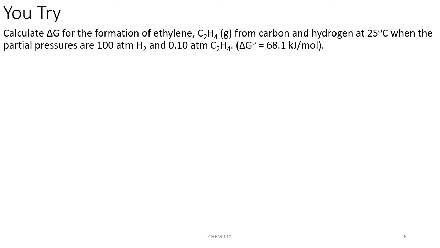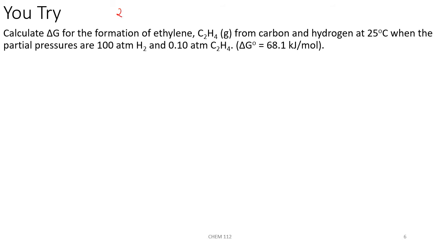Calculate the Gibbs free energy for the formation of ethylene, C2H4, from carbon and hydrogen at 25 degrees Celsius when the partial pressures are 100 atm hydrogen and 0.1 atm of ethylene. The standard state Gibbs free energy is 68.1 kilojoules per mole. So what would our equation be for the formation of ethylene?